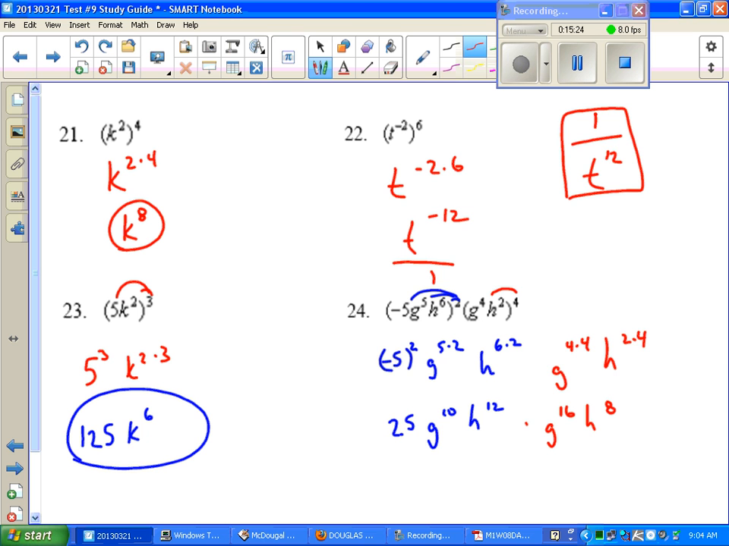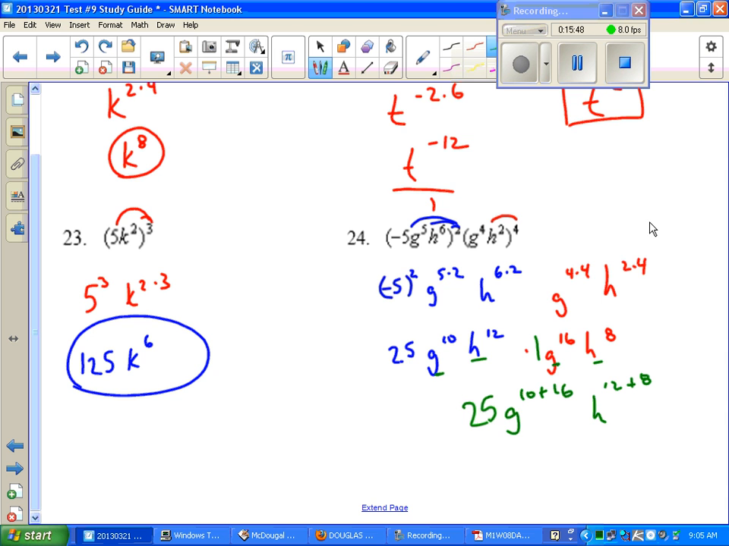So we notice we're multiplying here straight across. 25 is by itself because the coefficient over here is 1, so 25. G is the same base, 10 and 16, so 10 plus 16. And H is the same base, H to the 12th and H to the 8th, so 12 plus 8. So we have 25, G to the 10 plus 16 is 25, G to the 26th power, and H 12 plus 8 is H to the 20th power. There's no negative exponents, and there's nothing else we can do with that problem. 25 G to the 26th, H to the 20th.